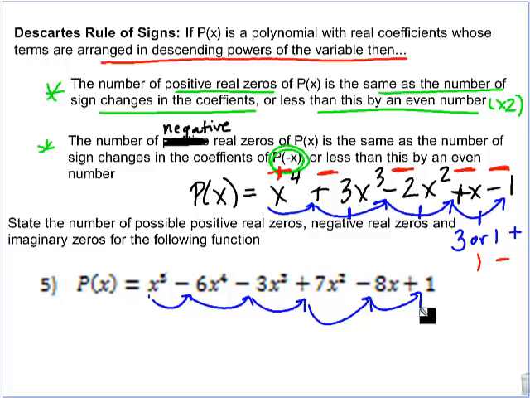4. So 4, if we subtract 2 from 4, what do we get? 2, can we subtract 2 again? Yep, so we have 4, 2, or 0 positive. Those are our possibilities. We could have 4 positive answers, we could have 2 positive answers, or we could have 0. If it was 8, then we'd have 8, 6, 4, 2, or 0.